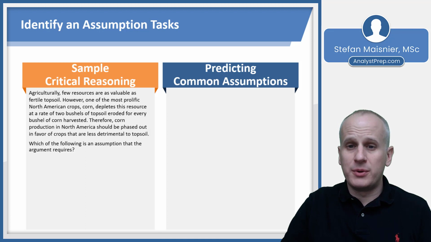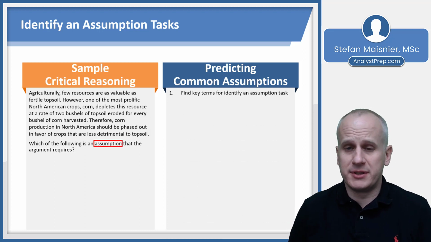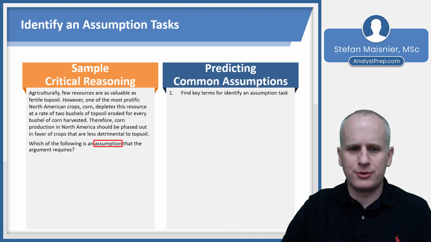So as always, we start with the question stem, not the paragraph. Which of the following is an assumption that the argument requires? And of course, we can see the term assumption, so this is clearly an identify an assumption task. Then we'll read the paragraph prompt from the beginning. Agriculturally, few resources are as valuable as fertile topsoil. However, one of the most prolific North American crops, corn, depletes this resource at a rate of 2 bushels of topsoil eroded for every bushel of corn harvested. Therefore, corn production in North America should be phased out in favor of crops that are less detrimental to topsoil.